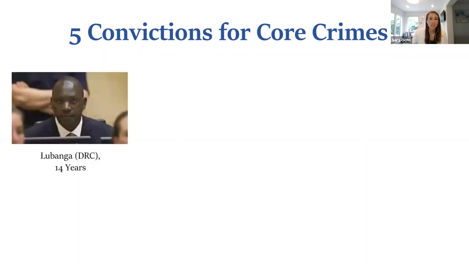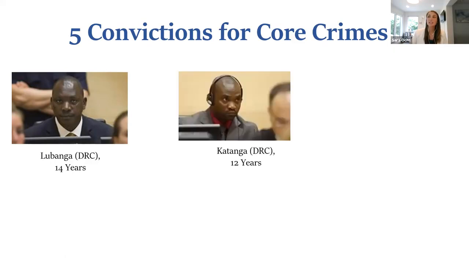So the first conviction before the court was Thomas Lubanga. He was a Congolese warlord convicted of war crimes, including conscripting children. In 2012, he was the first person to be convicted and sentenced by the court. He was sentenced to 14 years in prison. Defendant number 2 to be convicted was Germain Katanga. Also from the DRC, the Democratic Republic of the Congo. He was a rebel leader in the Congo, convicted of war crimes, crimes against humanity, and targeting civilian populations. He was sentenced to 12 years.